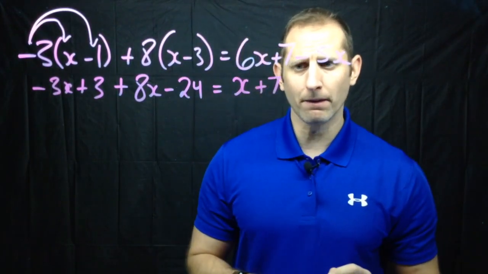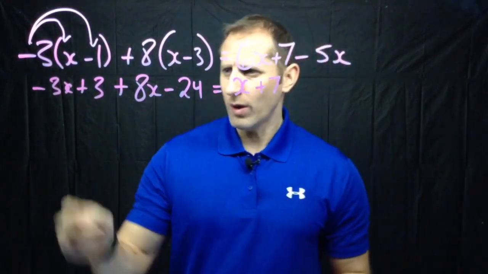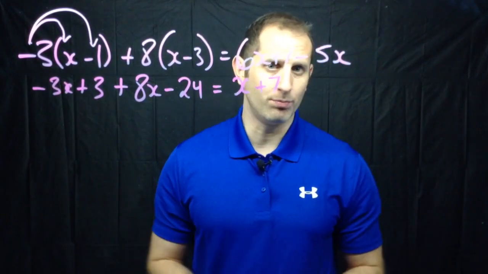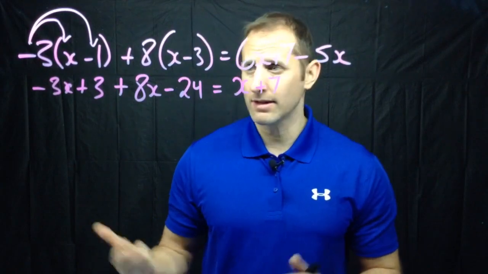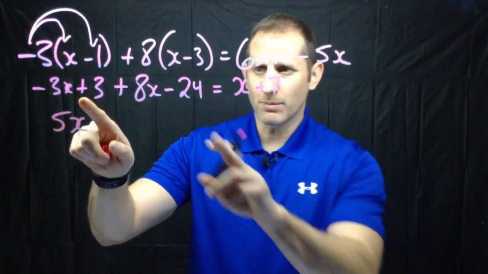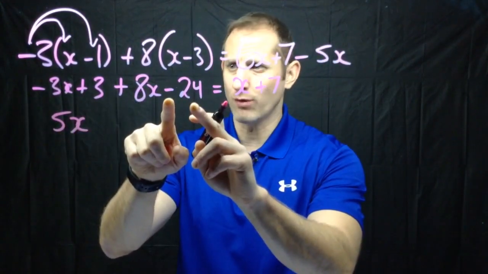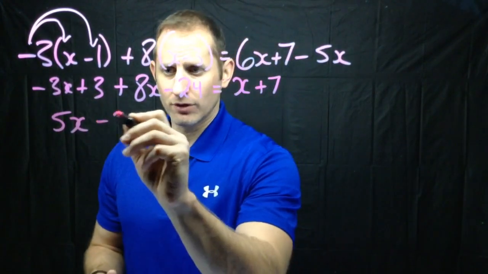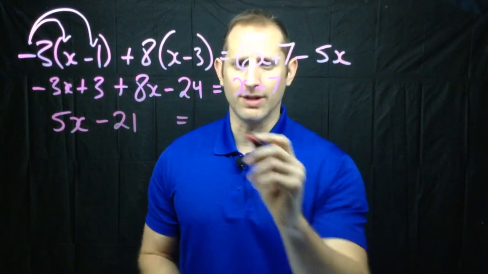Now, on the other side, we can do the exact same thing. We've got a group of x's here and a group of x's here, so why don't we just put them together? -3x's plus 8x's is going to give us 5x's. And then we also have some constants that we can put together. We've got 3 and -24. If you add 3 to -24, you end up with -21. And then I'm just going to bring this down because I haven't used it yet.